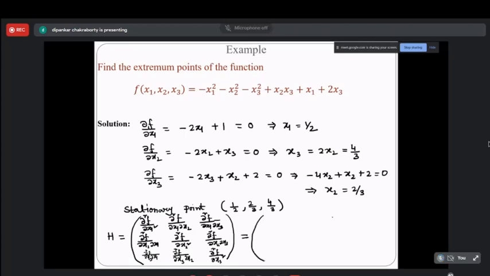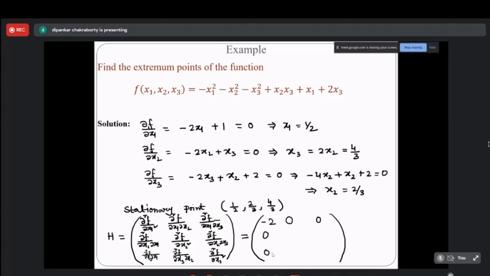So now if you just calculate this part, what is del 2f del x1 squared? Minus 2. Yes. Del 2f del x1 del x2, what will be that? 0. Del 2f del x1 del x3, 0. Remember one thing, as they are symmetric, del 2f del x1 del x2 will be the same as del 2f del x2 del x1. No need to calculate that. You can easily write this value here as they are symmetric.